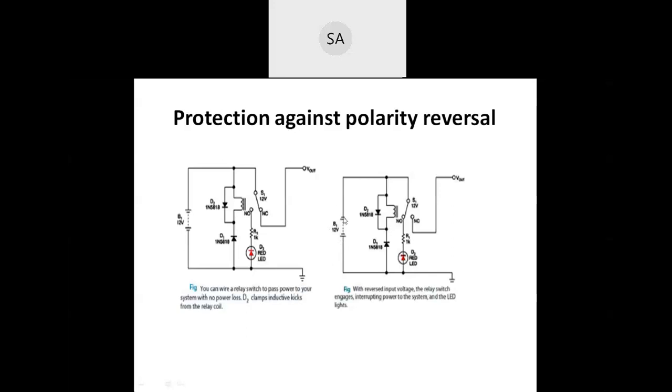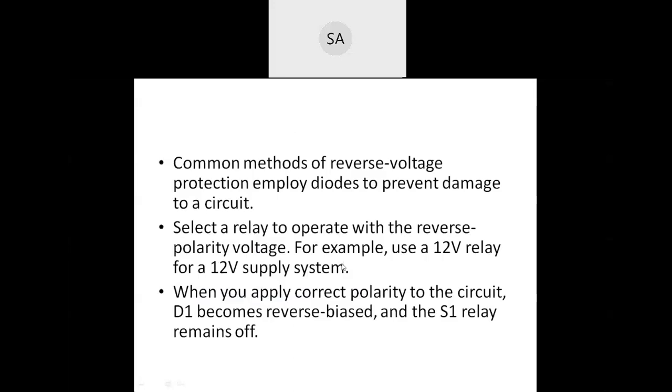Here we are applying a positive voltage, and here the polarity of the input voltage is reversed. So let's see what will happen in the circuit. A common method of reverse voltage protection employs a diode to prevent damage to a circuit. If you provide reverse voltage to a circuit without a diode, it will be damaged.